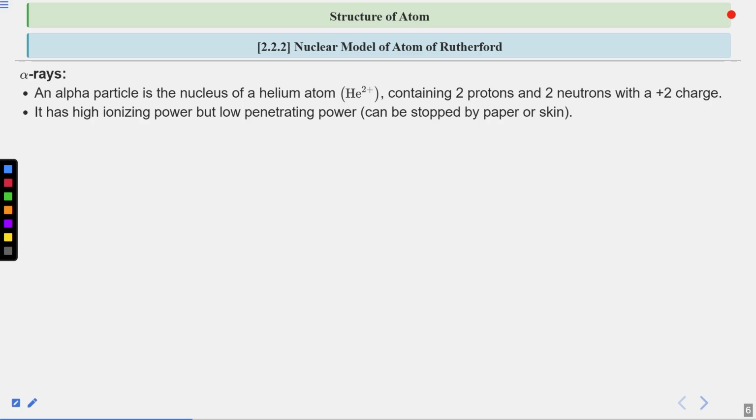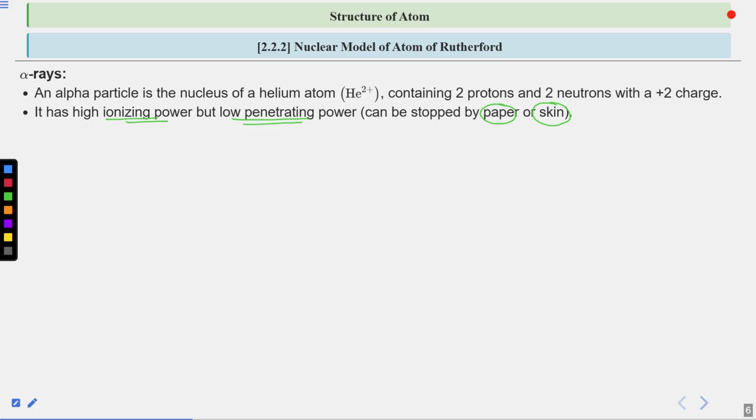Now, talking about the characteristics of the alpha ray, it has a very high ionizing power, but a low penetrating power. What does this mean? What is the meaning of low penetrating? It means if you hit your alpha ray against something, it won't be able to pass through it. It is so weak that it cannot even pass through a piece of paper or skin.